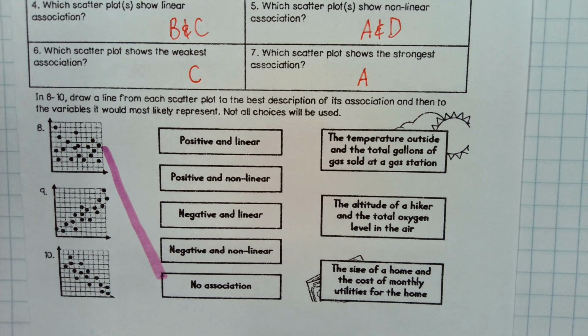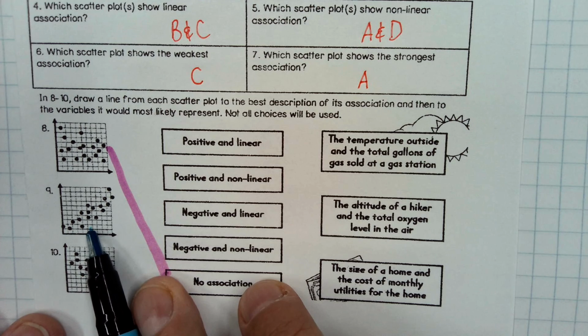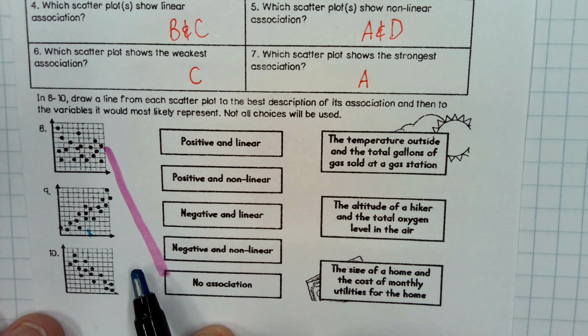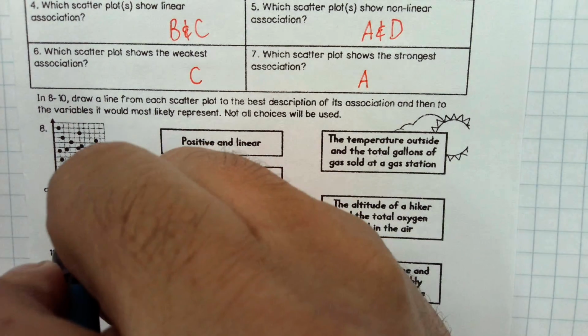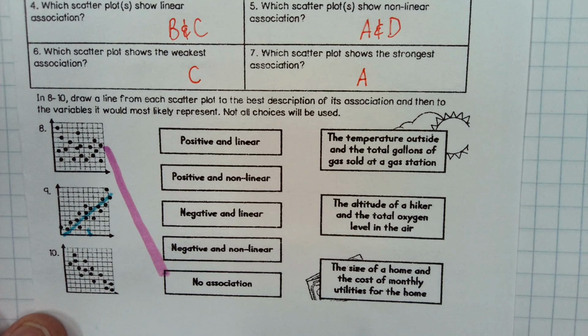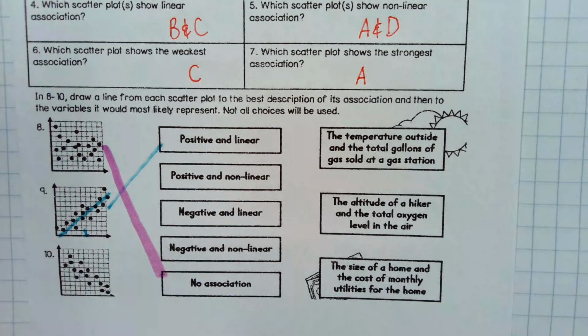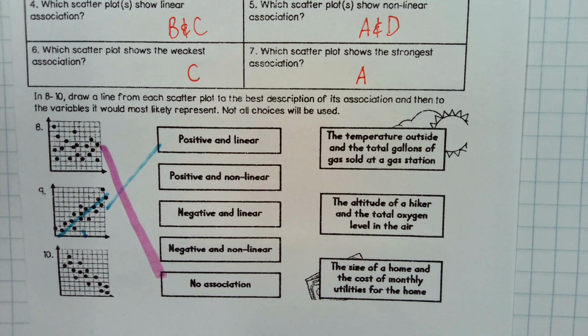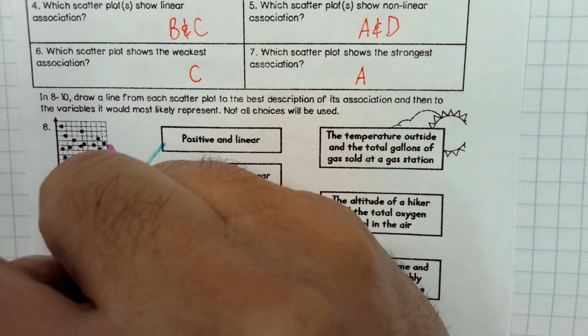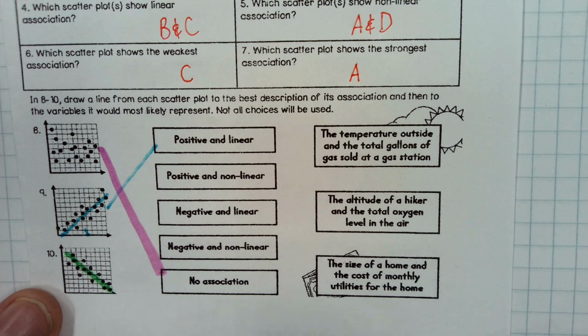Let's look at the next one. Number 9, what would this be? Positive and linear. It's definitely going uphill, and it's most certainly linear. Let's go with positive and linear. So this one would be connected this way. And number 10. Yeah, this one's negative, definitely going downhill, and it looks to be forming a line. So negative and linear.